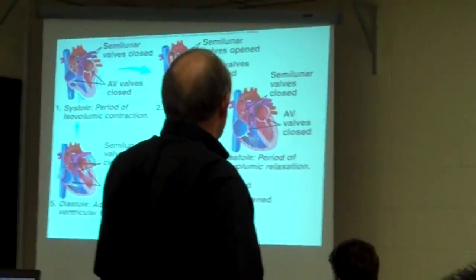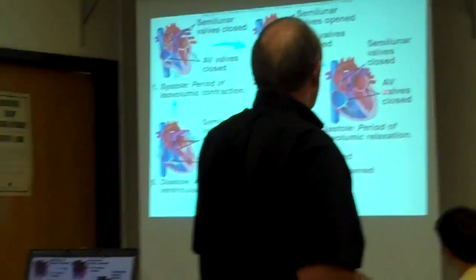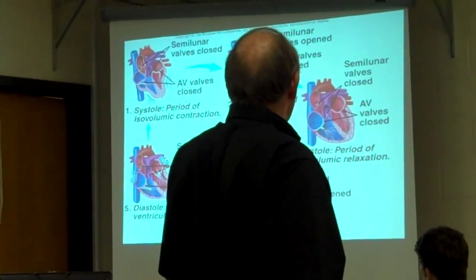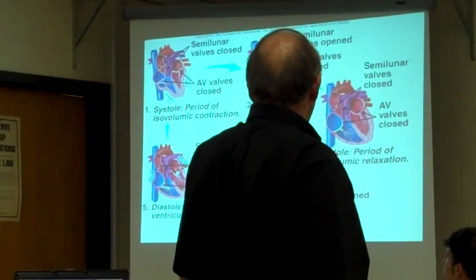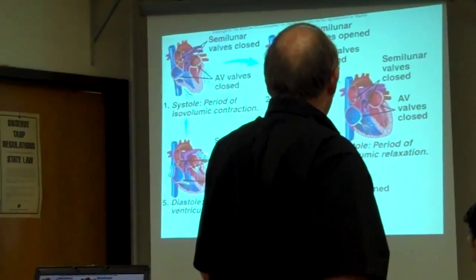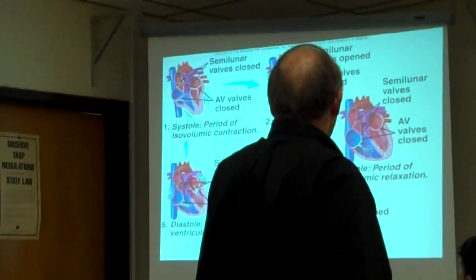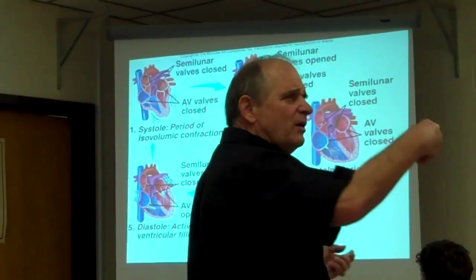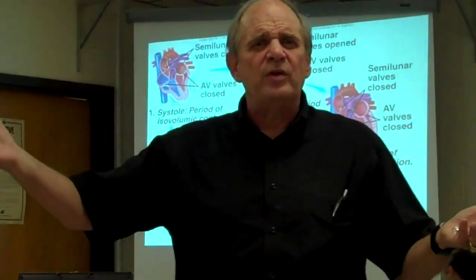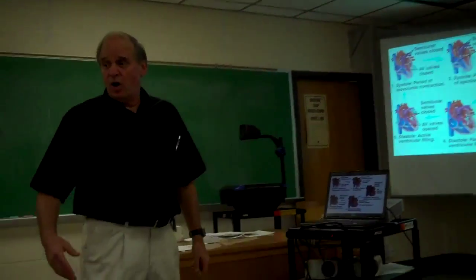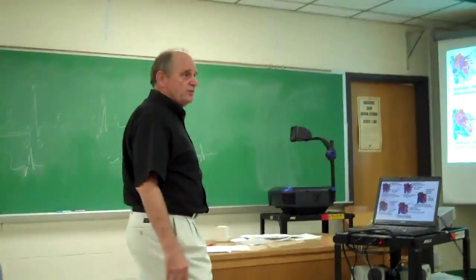Diastole: the valves are closed, the semilunar valves and AV valves. Then passive ventricular filling. The valves open when blood is moving from the superior vena cava, inferior vena cava, and from the lungs, and these valves are going to open. It's the same thing I went over with you. It's all a pressure thing. It's all about pressure.